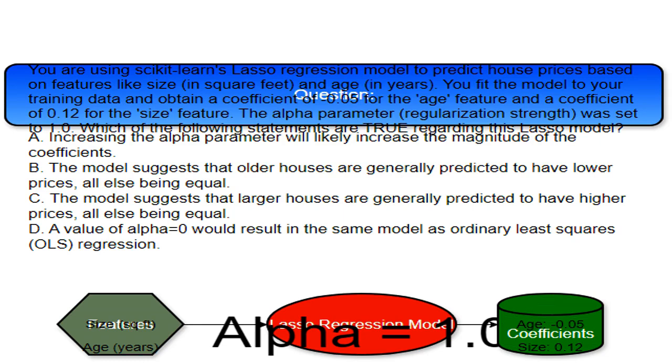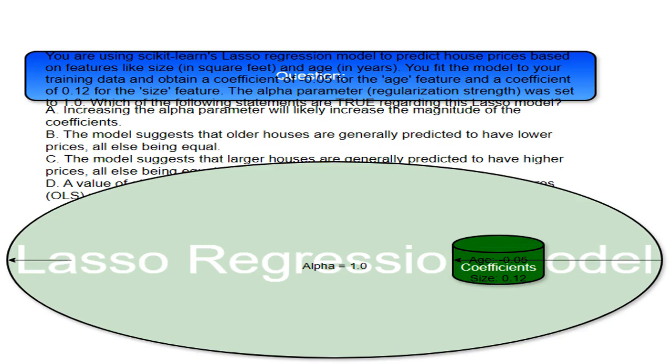Specifically, we have coefficients for the age and size of the houses. These are the numbers that define how much each factor influences the price. The model used is a lasso regression model. Lasso stands for least absolute shrinkage and selection operator. It's a type of regression analysis that performs both feature selection and regularization. It's great for handling many features and preventing overfitting.